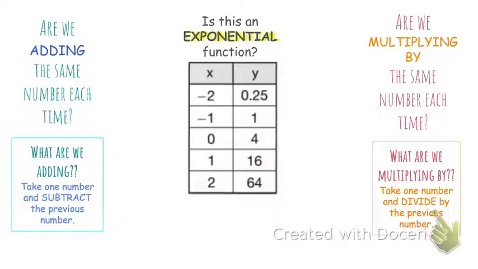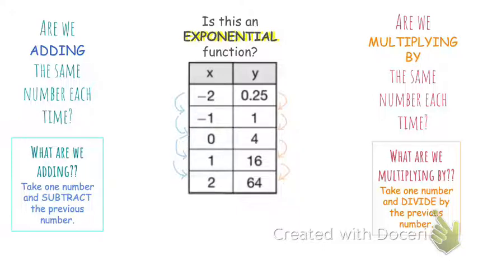Here we're given a table of x, y coordinates, and we're asked if this represents an exponential function. If this is an exponential function, if you look at the x coordinates, you need to be adding the same number each time. So if we are adding the same number each time, this could be an exponential function. It also has to have y coordinates where you are multiplying by the same number each time to get that next number in the table.